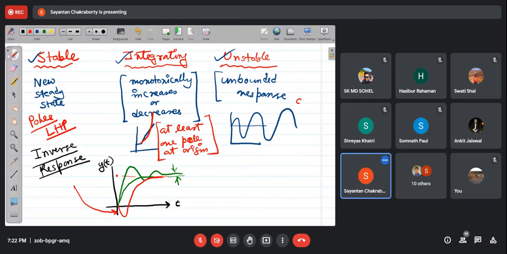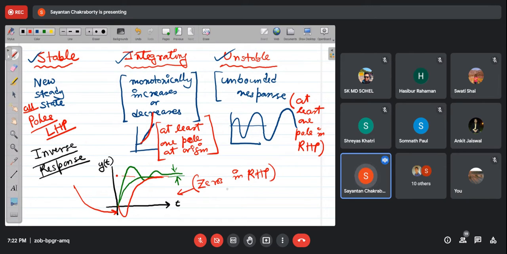And for an unstable system, there should be at least one pole in the right half plane. There may be more than one, but at least one. So all poles in the left half plane for the stable system, at least one pole at the origin for the integrating system, and at least one pole in the right half plane for the unstable system. These are very trivial things. Then what about the inverse response? This inverse response means this set of transfer functions will have a zero or zeros in the right half S plane. Because of this right half plane zero, you will have this inverse response like this.